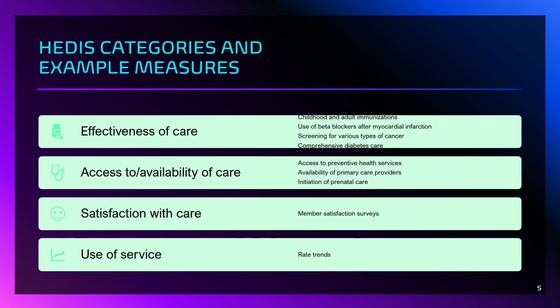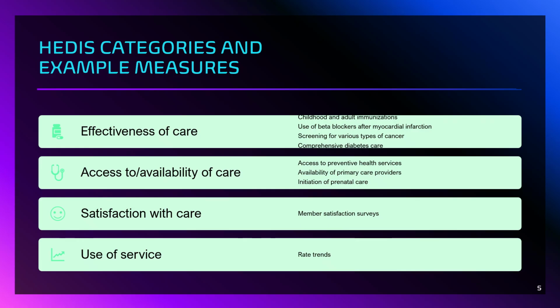Another category is access and availability of care. These measures look at whether patients can actually get the care they need. Are preventive services available? How easy is it to see a primary care provider? And how early is prenatal care initiated for expectant mothers? These measures get at the idea that care can only be high quality if patients can actually access it.